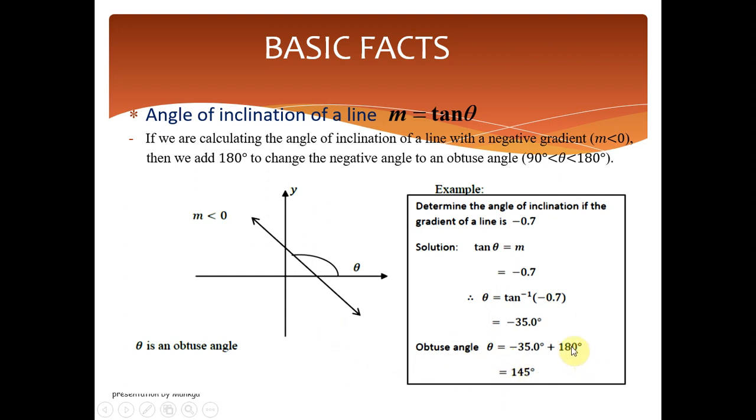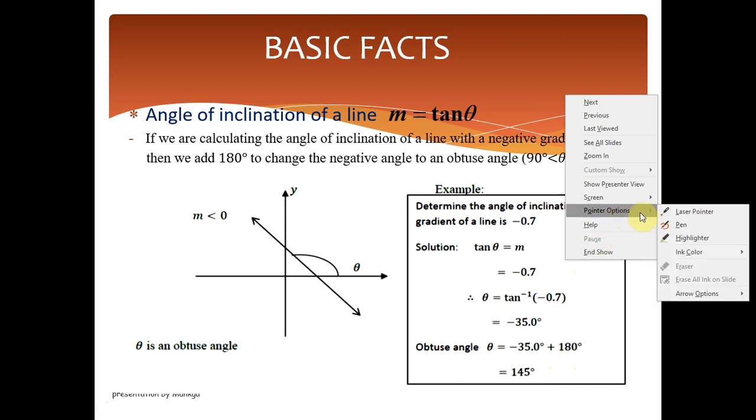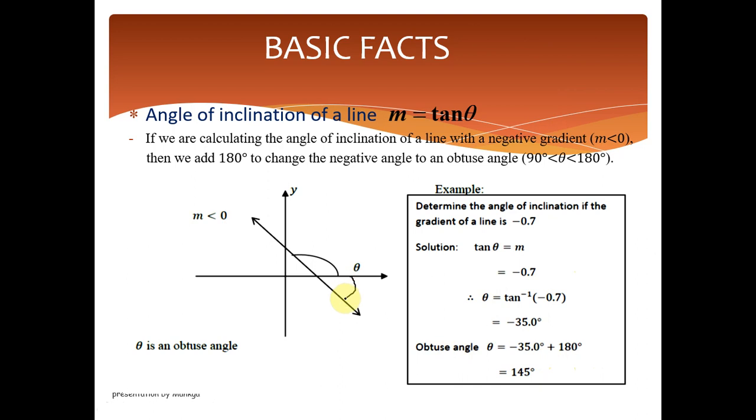So why are we adding? Where is this angle, negative 35? When we talk about a negative angle, we are going in the clockwise direction. When we go clockwise, this will be our angle negative 35. So we add 180 because angles on a straight line add up to 180 degrees. When we add 180, automatically now this will be the reference angle. It will be our angle of inclination.